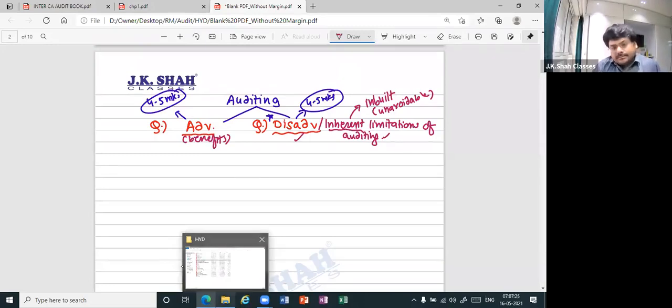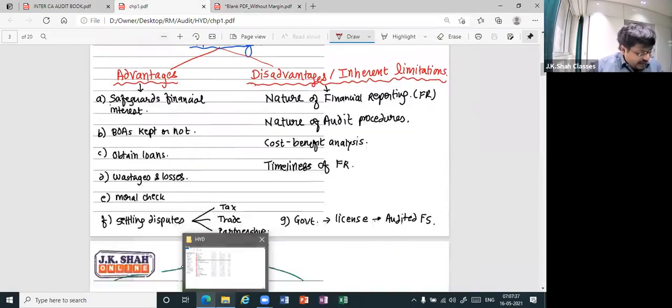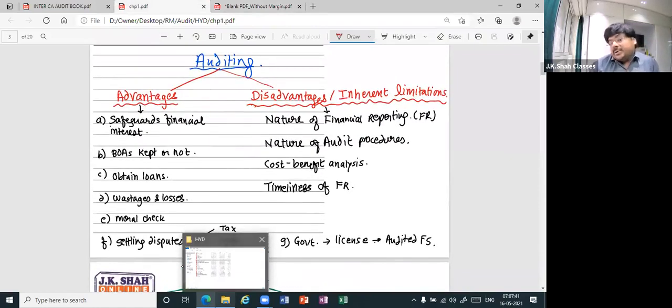So now let us understand advantages and disadvantages. We'll go one by one. Firstly, obviously, the advantages. I have them here, and obviously the disadvantages you can see on the other side. What do you mean by inherent? Inbuilt. What do you mean by inbuilt? Can it be overcome? No. So is it avoidable or unavoidable?